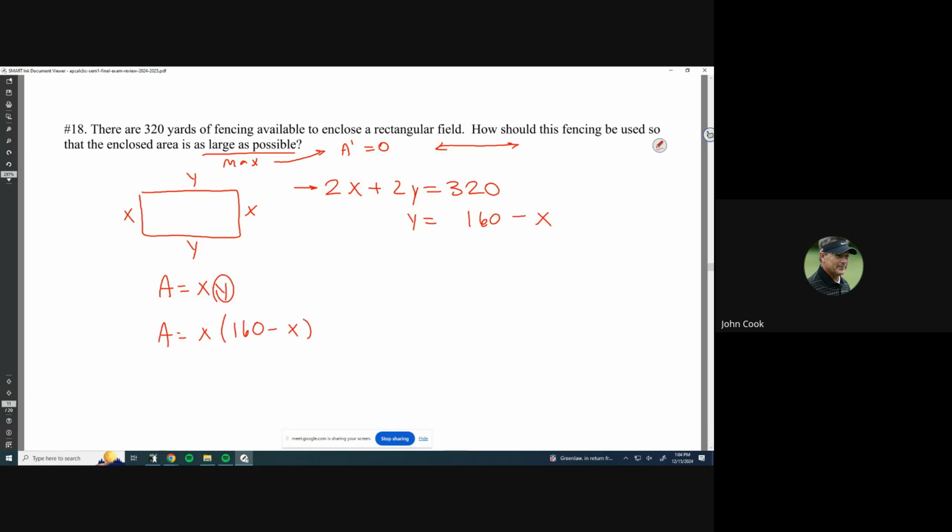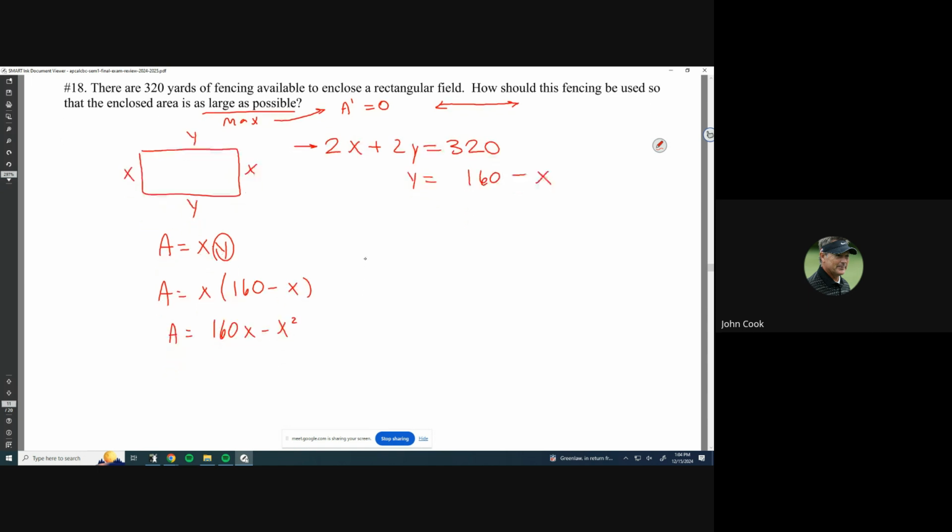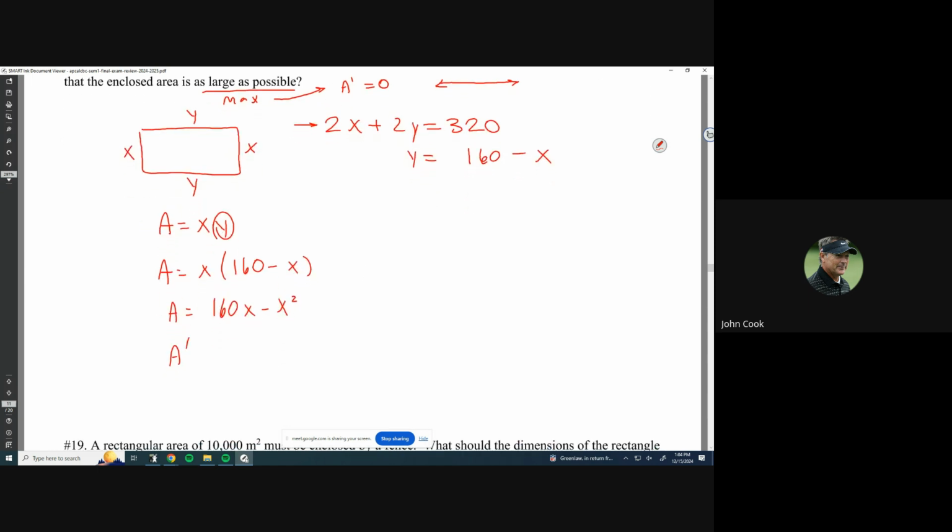Now the derivative is really easy to find. If I just distribute in x, I get area is equal to 160x minus x squared. I want to find the derivative. A prime is going to be equal to 160 minus 2x. And then find the critical numbers. I set that equal to 0 because there aren't going to be any DNE situations, since it's a polynomial. Then we add 2x to both sides, so 2x is equal to 160. Divide by 2, x equals 80. So there's one critical number that I can find.